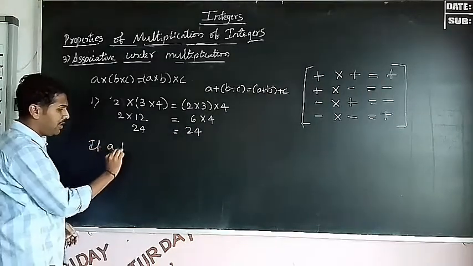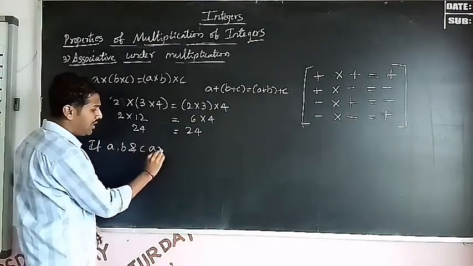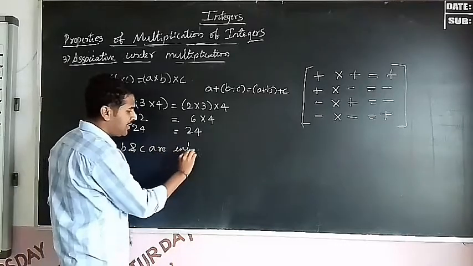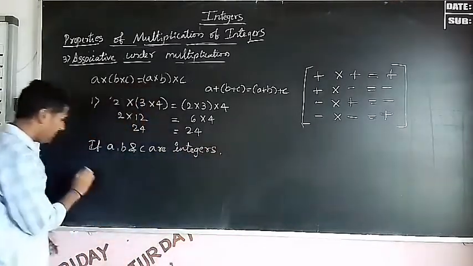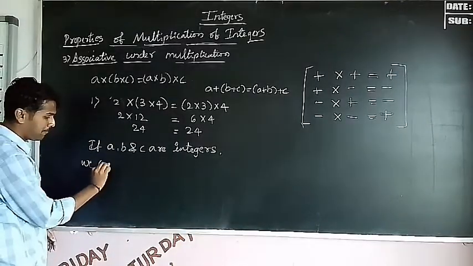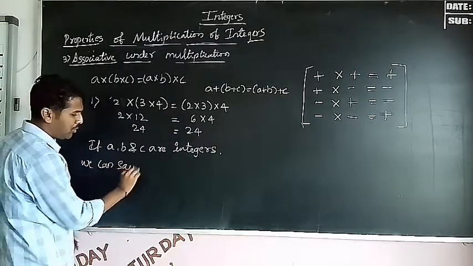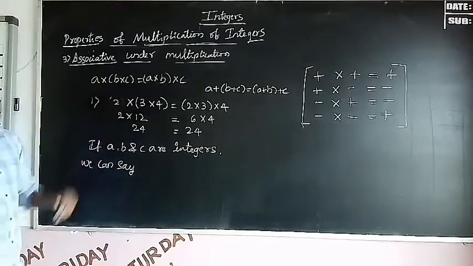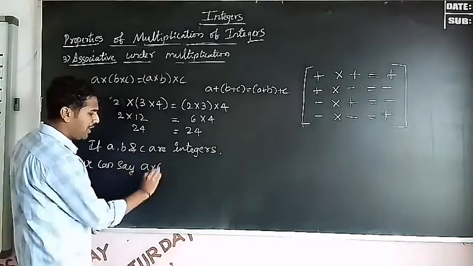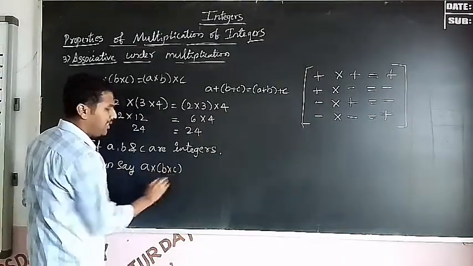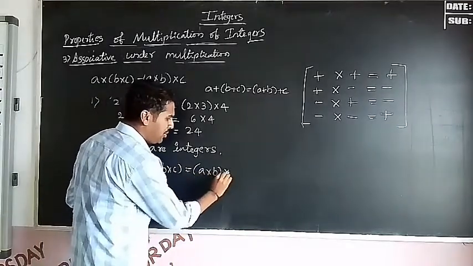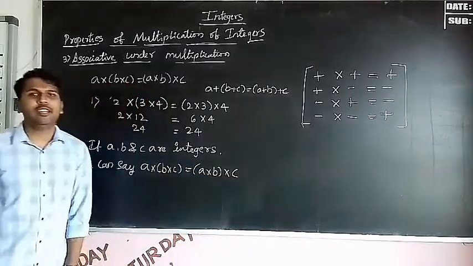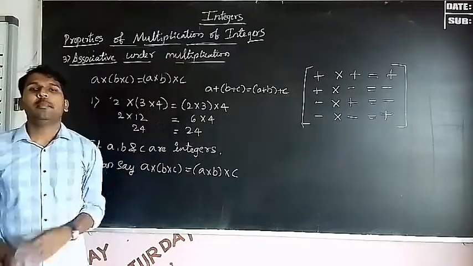If a, b and c are integers, we can say a into (b into c) equals (a into b) into c. Okay, this is the associative property under multiplication.